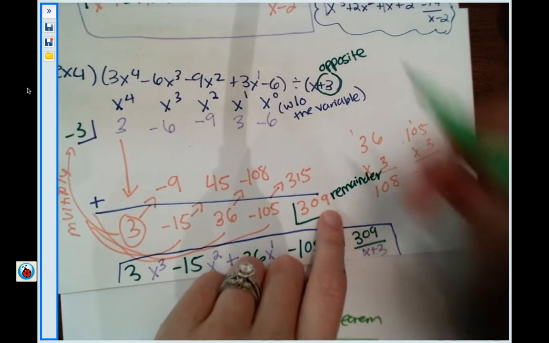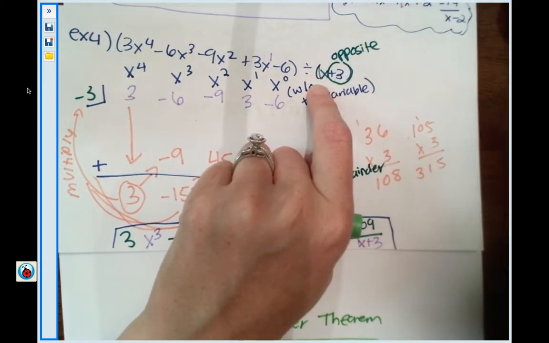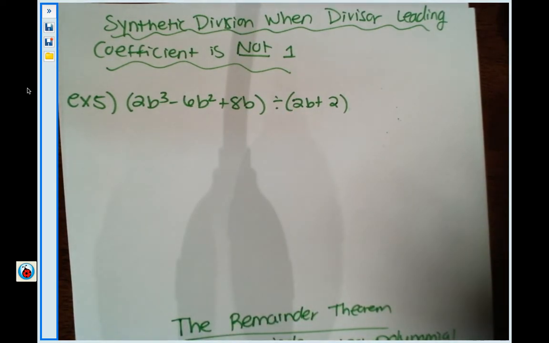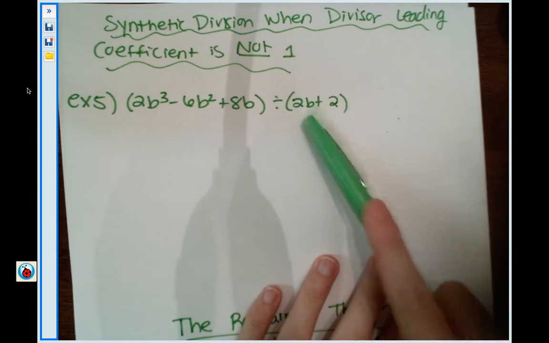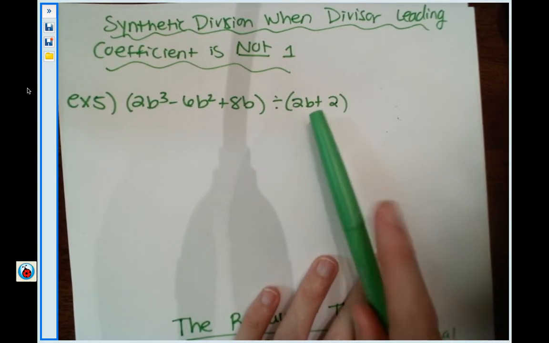And same with this one. When the number in front of my divisor variable, the x, was also a 1. So, we have to talk about what happens when that bad boy is not a 1. So, when you do synthetic division, this number right here, the number in front of the variable in your divisor, should always be a 1.